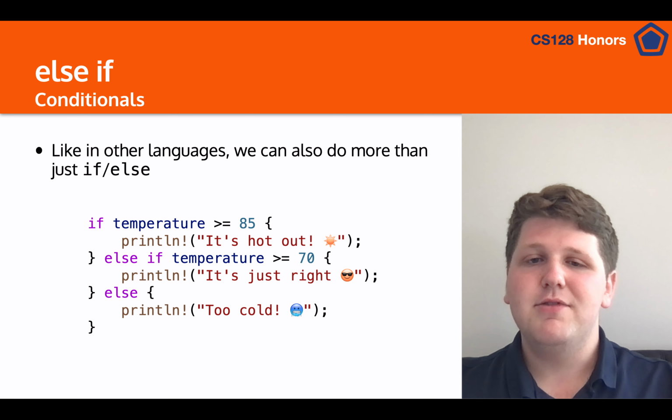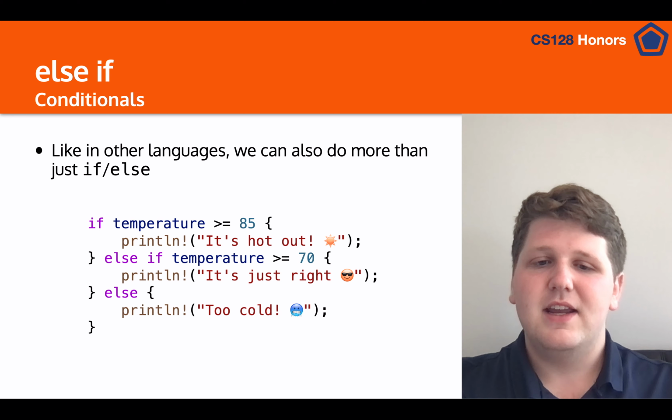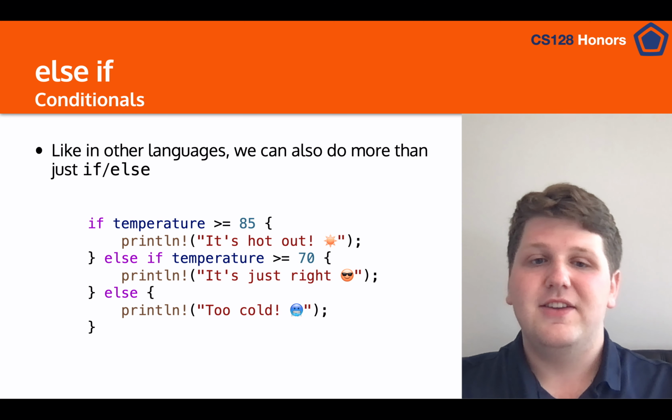And just like in other languages, we have the else if, which allows us to evaluate multiple conditions before falling through to the else statement. And as you can see here, if the temperature is below 70, then you'll get it's too cold out instead.